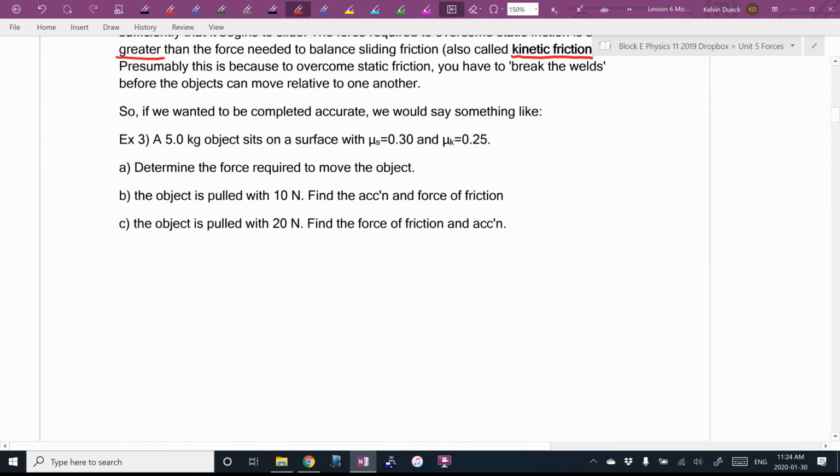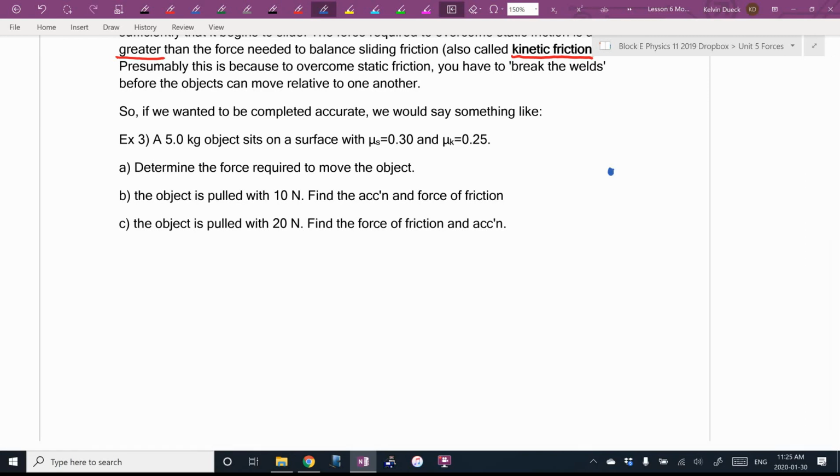A 5 kilogram object sits on a surface with mu static of 0.3 and mu kinetic of 0.25. The kinetic is a bit smaller, which is why it's easier to slide something once you get it moving. It says determine the force required to move the object. You know what? Let's try that again. You know what this might be a good job for? Let's represent the object with a dot right there, because I got room.